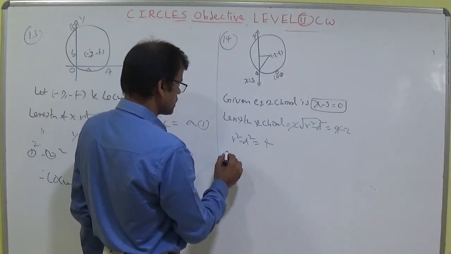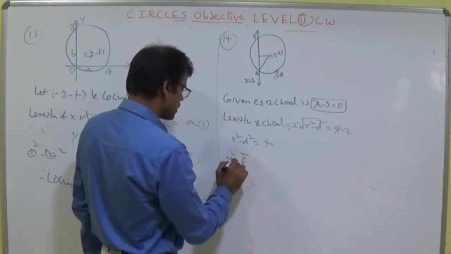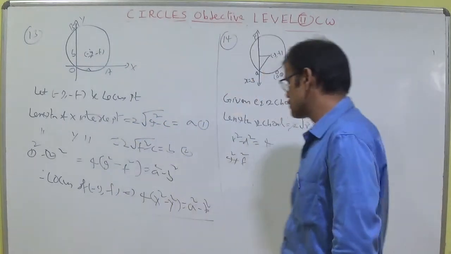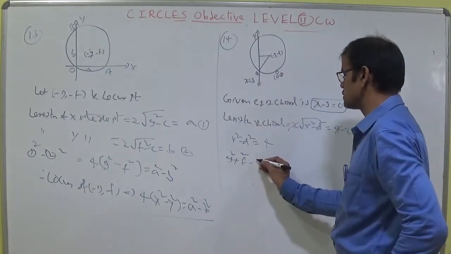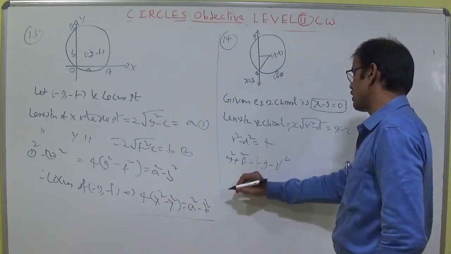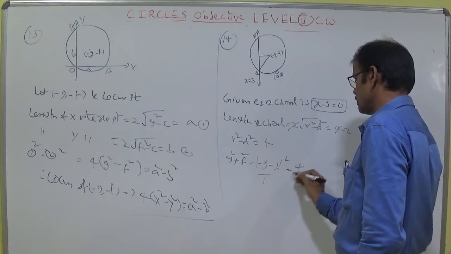For the circle, you can say the r square formula is simply g square plus f square. Because the circle is passing through the origin, there will be no c. So g square plus f square minus d. What is d? The perpendicular distance from the center to the line. So it is mod of g minus 3 by 1, which is equal to 4.